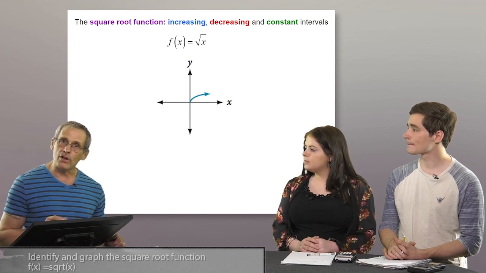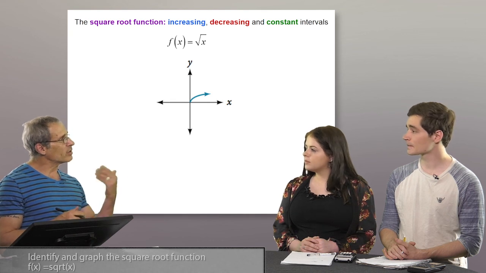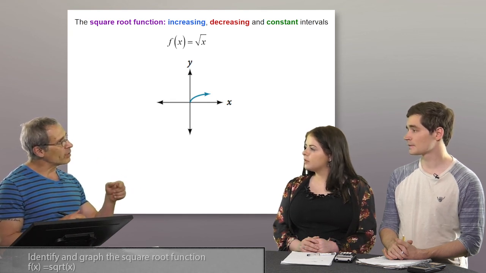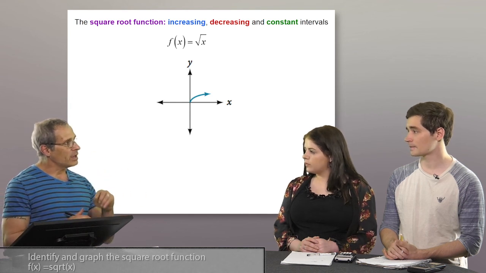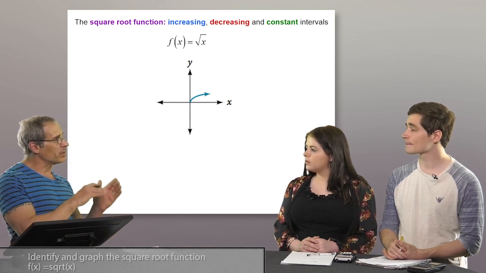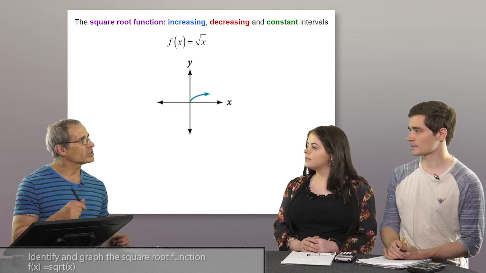For increasing intervals, when the input increases, the outputs increase and the graph goes up. And for decreasing intervals, when the inputs increase, the outputs decrease and the graph goes down. And for constant intervals, when the inputs increase, the outputs stay the same and the graph is horizontal. What's happening with this graph?